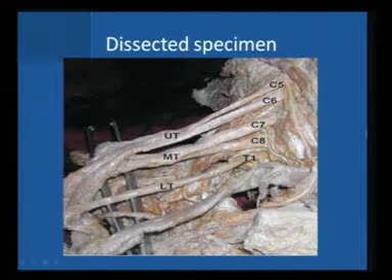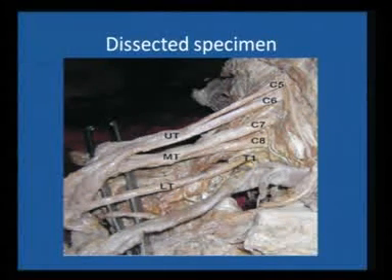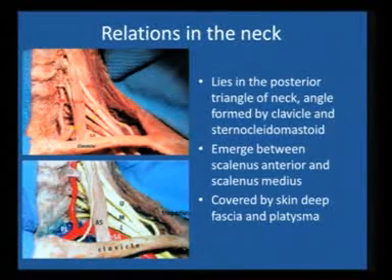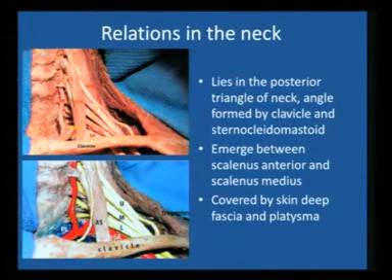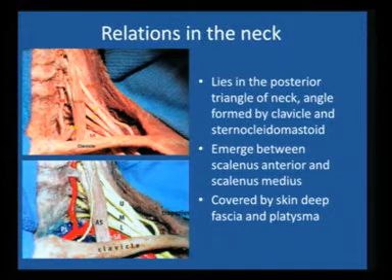This is the dissected specimen showing C5, C6 forming the upper trunk, C7 forming the middle trunk, and C8 and T1 forming the lower trunk. The important relationship, you can see the trunks of brachial plexus are emerging between the scalenus anterior and scalenus medius. The most important structures are the subclavian artery, which is marked in red, and the vertebral artery, and you can see the dome of pleura almost very close to the brachial plexus.